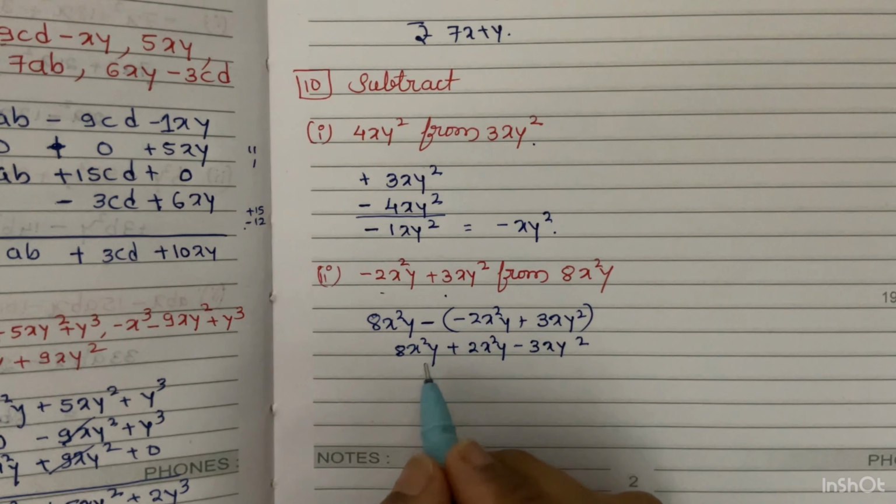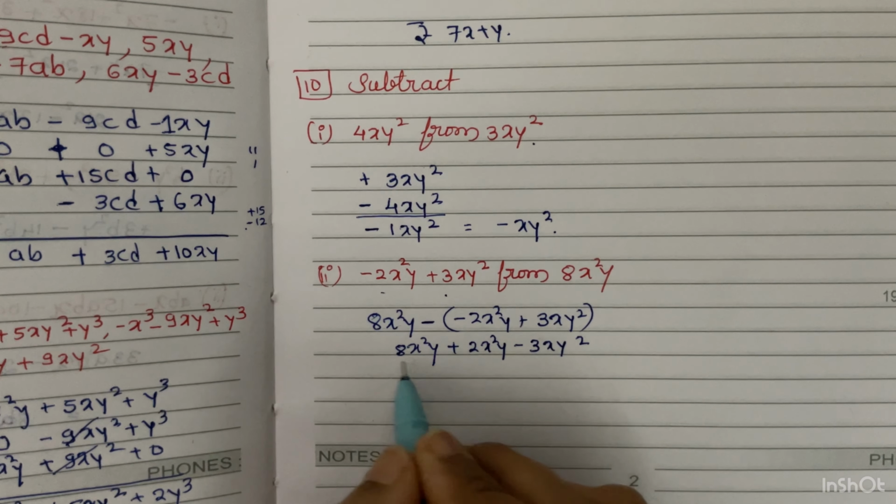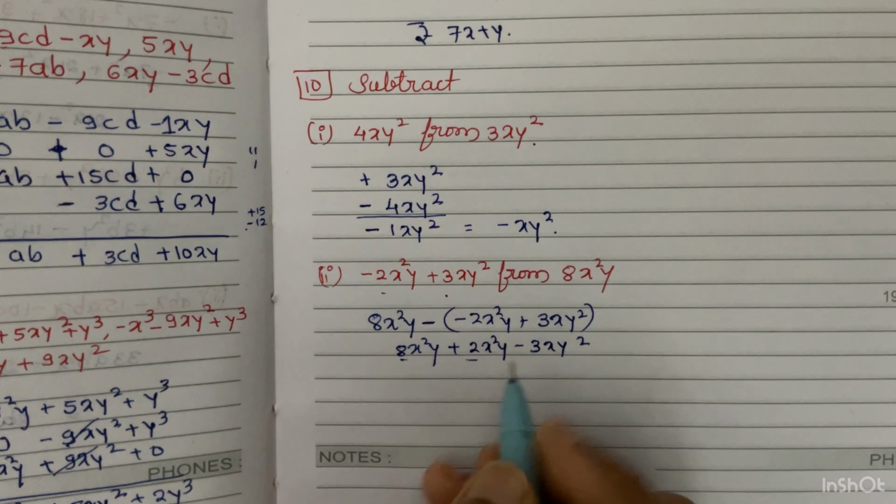Now see here, not all the terms are like terms here, so this is a like signs, right? Like terms, so we need to add this. 8 plus 2 is 10x square y minus 3xy square is our answer here.